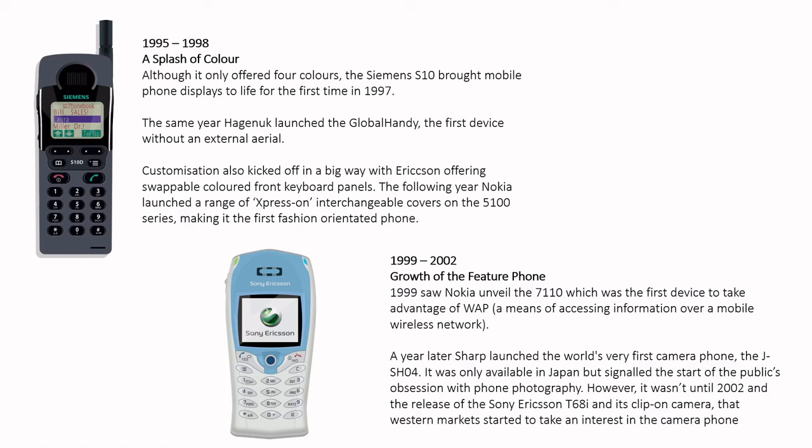So Siemens starts bringing phone displays of colour on them. Then you start getting different keyboard panels, different cases for your phones. Then 1990 to 2002. So as you can see, the shapes are starting to change, better coloured screens, introduction of wireless networking.